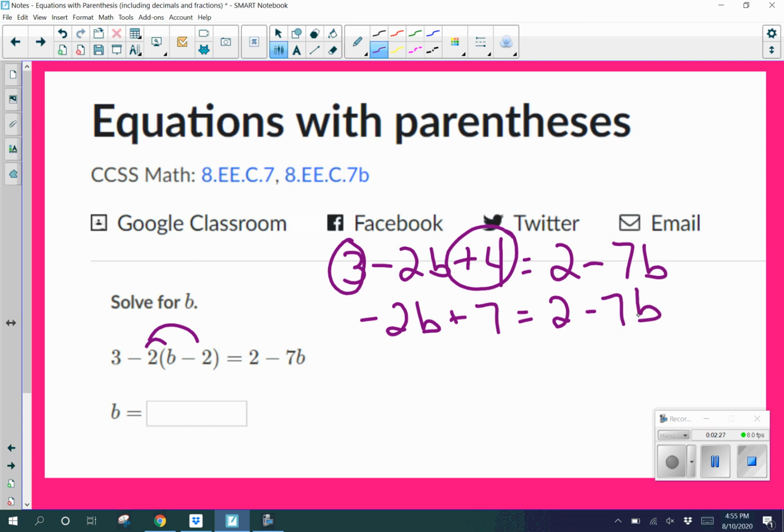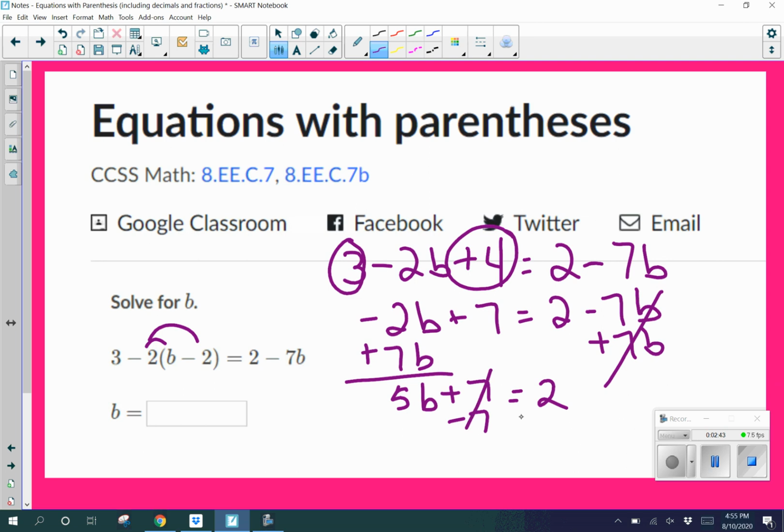I've got a positive 3 and a positive 4, which leaves me with a positive 7. And then now to keep my variable positive, I'm going to add 7b on both sides. It's going to cancel on the right. That leaves me with 5b plus 7 equals 2. Now we just have a two-step equation. We're going to eliminate our constant. That leaves me with 5b equals 2 minus 7 is negative 5. And then we're going to divide through by 5. And that leaves me with b equals negative 5 divided by a positive 5 is negative 1.